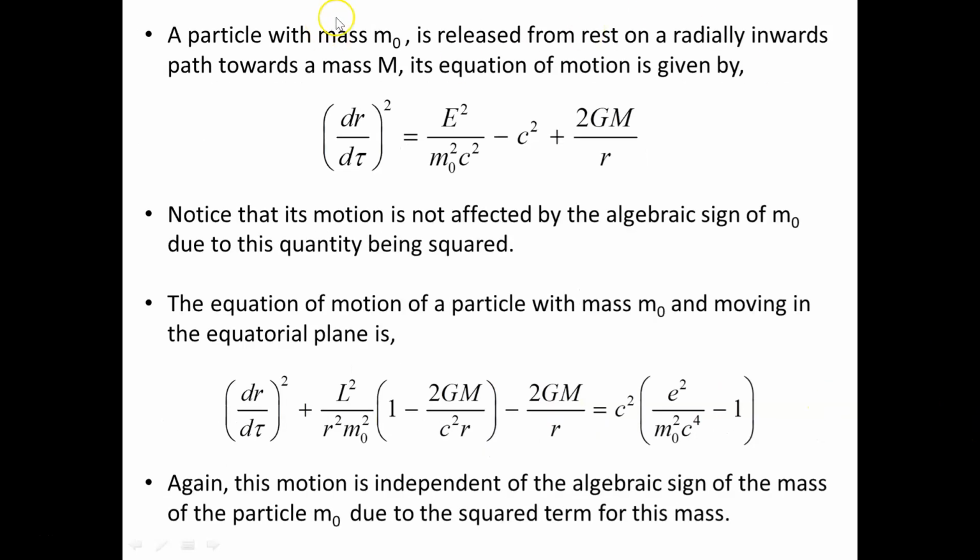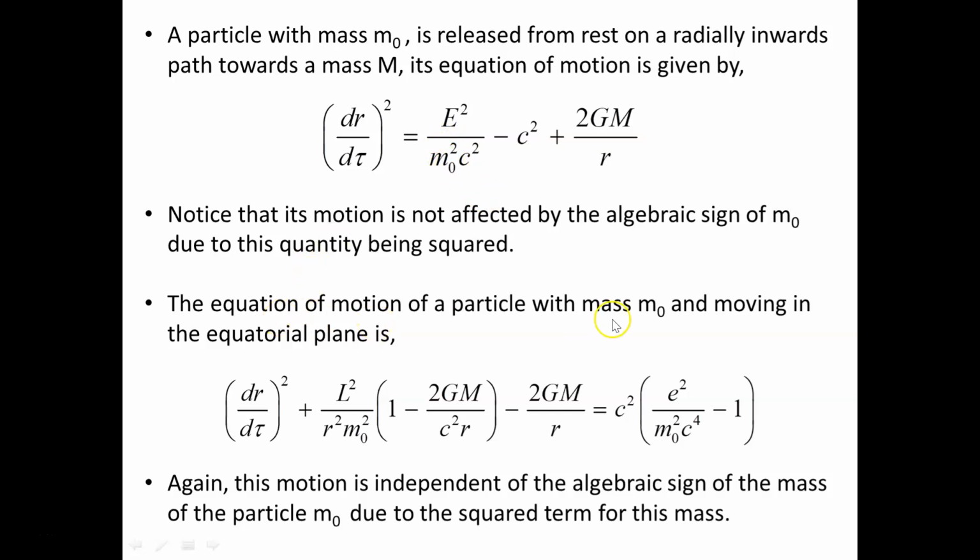All right, now let's just say we have a particle of mass m subscript 0 and it's released from rest and allowed to fall radially inwards on a path towards a Schwarzschild mass m. Its equation of motion is given by this equation here, which I've produced in one of the videos on the Schwarzschild geometry series. Now, notice this motion is not affected by the algebraic sign of m0 because this quantity is squared. So whether it's positive or negative doesn't affect the equation.